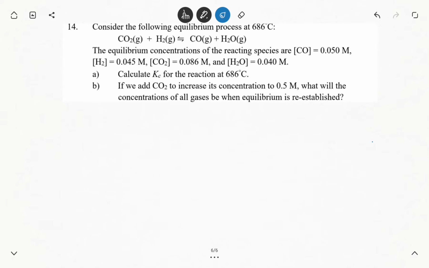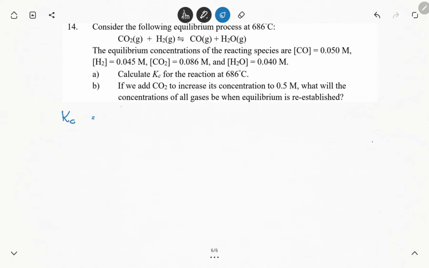Okay, you are given the equation CO2 plus H2 produce CO plus H2O. The equilibrium concentrations of all the species are given. Calculate Kc for the reaction at 686 degrees Celsius. So just calculate the Kc.